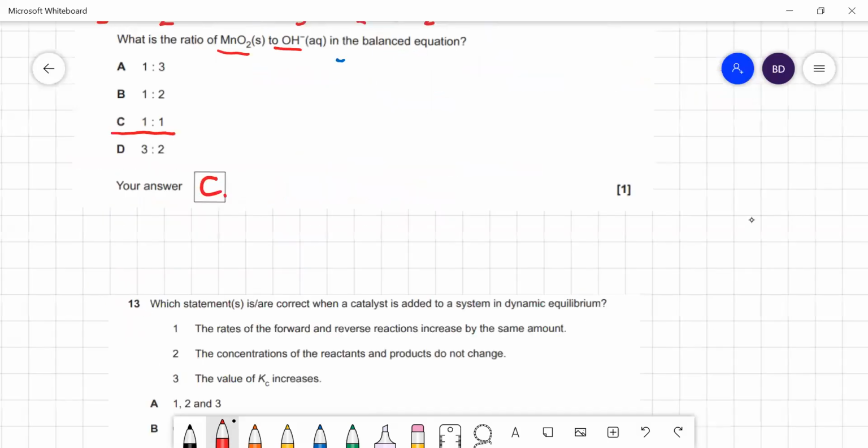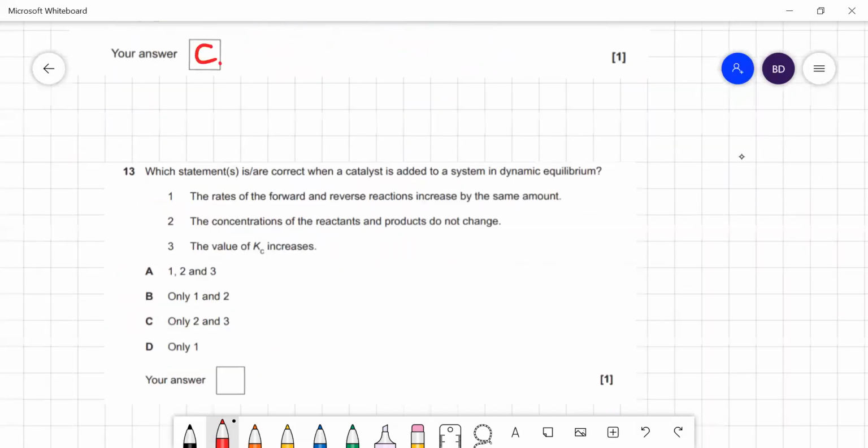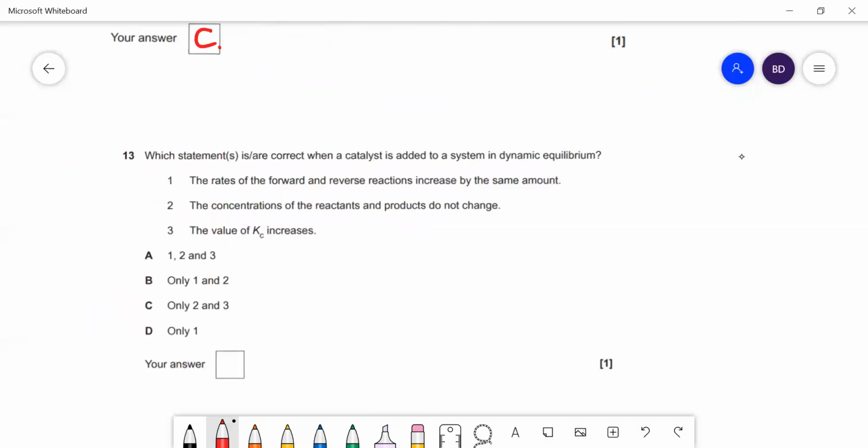Okay, going towards the end of the multiple choice, now number 13. Which statements are correct when a catalyst is added to a dynamic equilibrium? The rates of the forward reaction increase by the same amount. That is true. The concentration of the products and reactants do not change. That's true because it's already at equilibrium, so it won't change the position of equilibrium. And the value of Kc is not affected by a catalyst, of course, because only temperature affects Kc, so it's 1 and 2. So B is the answer there.